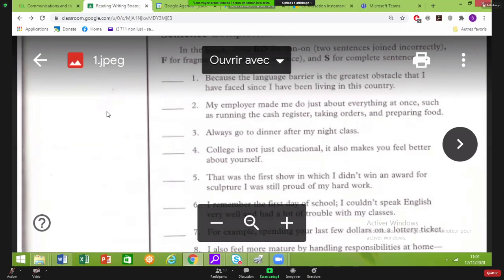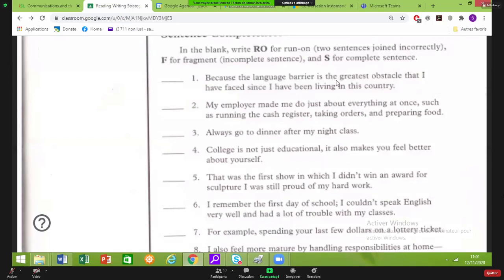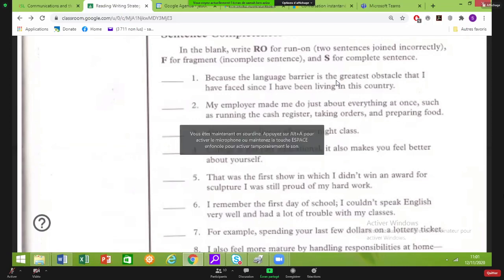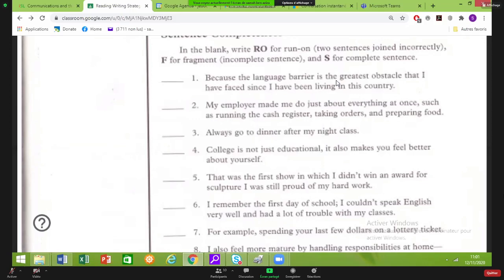College is not just educational, it also makes you feel better about yourself. It's a fragment, miss? What is it? It's a joined fragment. It's joined incorrectly. Very good. These are joined incorrectly. So what should you do?